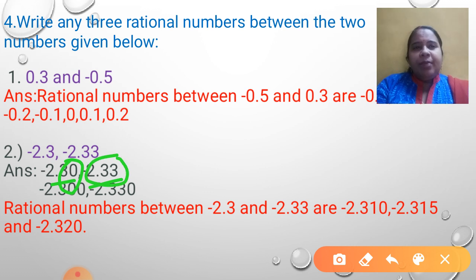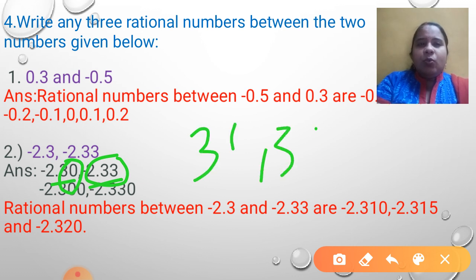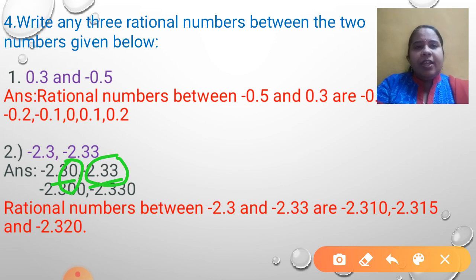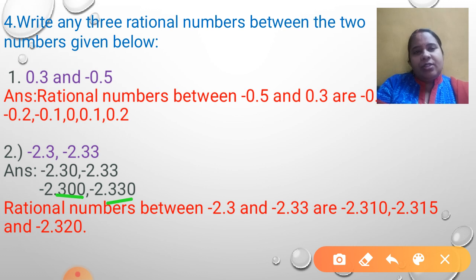But this is an easy way to understand: 30 and this is 33. So in between them, can we write three rational numbers? See, 30. After this, what will I get? 31, 32, and 33 is already there. So we get only two rational numbers, right? So that is the reason, instead of making a 2-digit decimal number, we are writing one extra zero here and here. After the decimal point, I am making it a 3-digit number. So this can be written as minus 2.300 and this as minus 2.330, right?